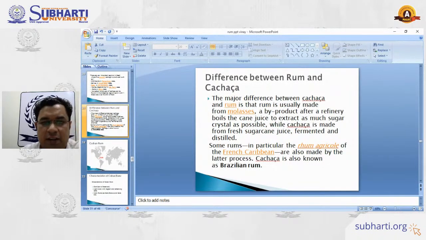Now we have studied rum. Now we will find out what is the difference between a Brazilian rum, which is called cachaça, and a rum. The major difference between these two is that rum is usually made from molasses, a byproduct after a refinery boils the cane juice to extract as many sugar crystals as possible, while cachaça is made from fresh sugarcane juice, which is then fermented and distilled. Some rums in particular, like rhum agricole of the French Caribbean, are also made by later processes.